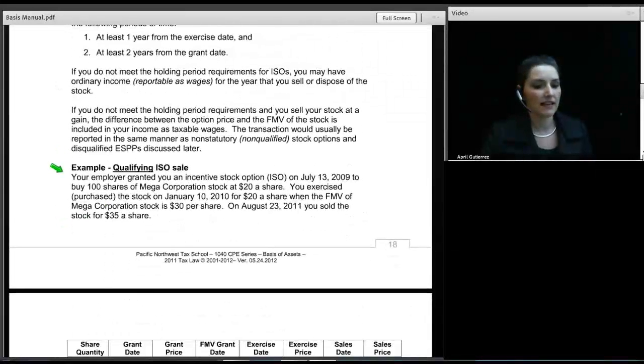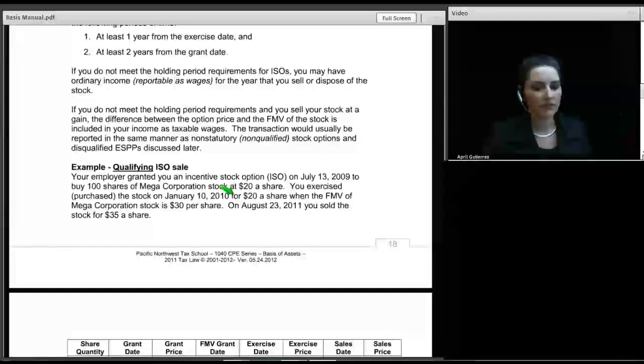So here is an example, though, of a qualifying sale. Your employer granted you an incentive stock option on July 13, 2009 to buy 100 shares of Mega Corporation at $20 a share. You exercised or purchased the stock a few months later for $20 a share. At that time that you purchased it, the fair market value was $30. And then on August 23, 2011, you sold for $35 a share.